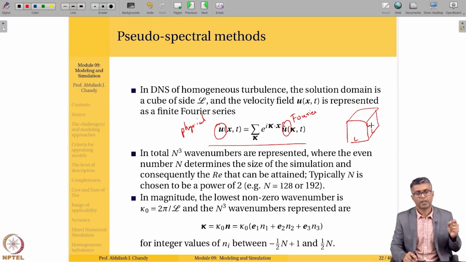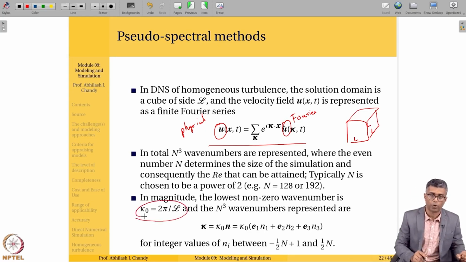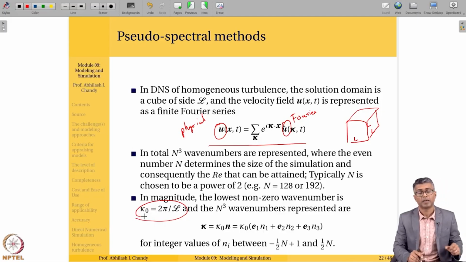And here, the choice of N obviously depends on the Reynolds number. Typically in homogeneous turbulence, where Fourier methods are used, N is a power of 2. So 32, 64, 128, 256 and so on. Now in magnitude, the lowest non-zero wave number is kappa naught, 2 pi over L. Okay, we had seen that earlier, where capital L is the characteristic length scale.